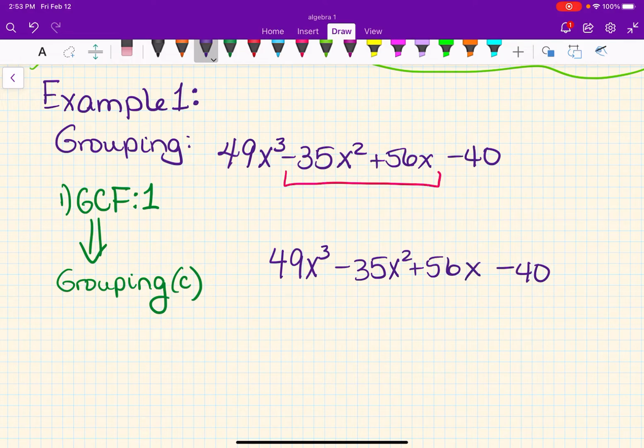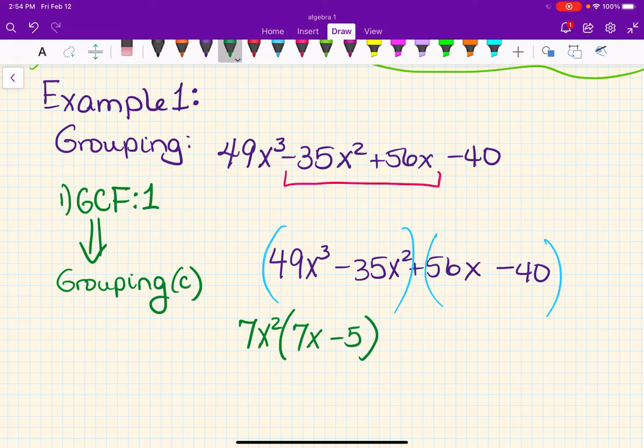Okay? So then it says make 2 groups. So this is what I mean by make 2 groups. I'm going to look at this group and this group separately. In the first group, I'm going to take out my GCF. Well, what goes into 49 and 35? 7 does. And then how many x's can we remove from this? Remember, this is just like GCF from the last section. I have an x squared and x to the third, so I can take 2 x's out without creating a negative exponent. So what do I have left? 7x minus 5. Remember, I divided both of them, 49 and 35 by 5. Sorry, 49 and 35 by 7. And then I took off x squared, leaving 1x and no x's on that.